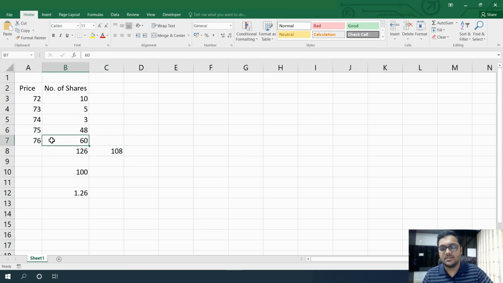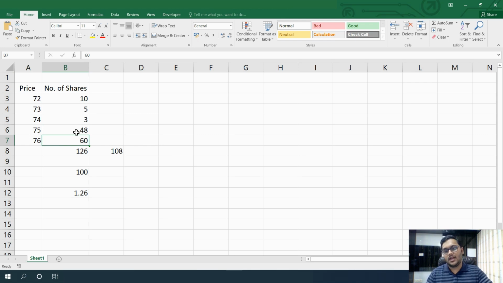Now what will happen is, the number of shares which people have bid for at 76 rupees per share is 60 shares. So let's say there were 3 people and every one of them had bid for 20 shares. Now they had bid at 76 rupees per share, but the final price was decided at 75. So they will get a refund of 1 rupee per share. So the person who had applied for 20 shares will get a 20 rupee refund, and similarly the other 2 as well.